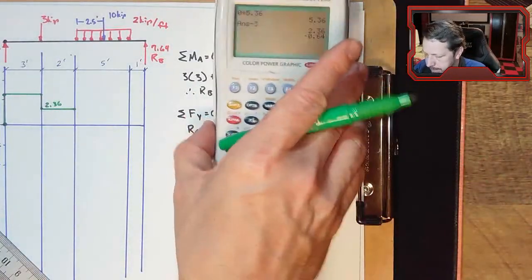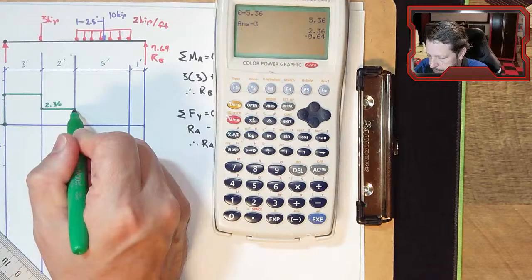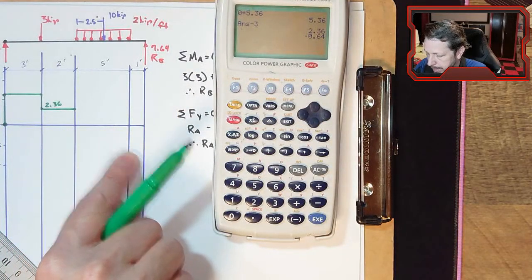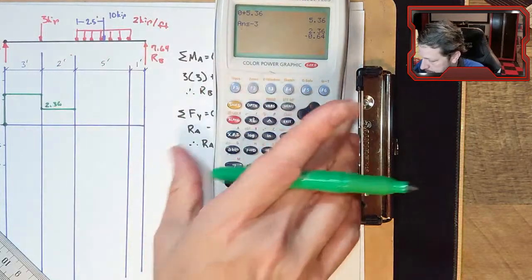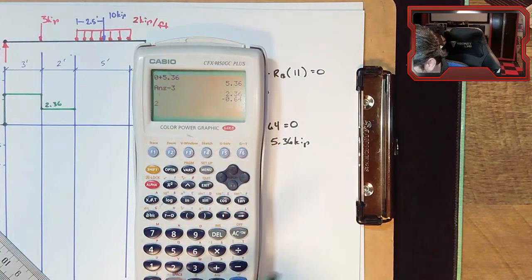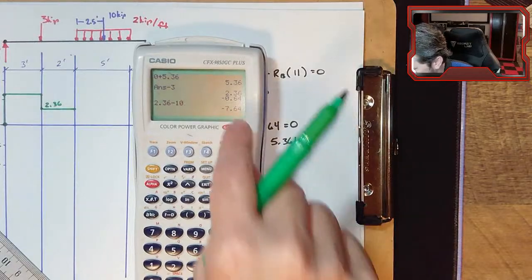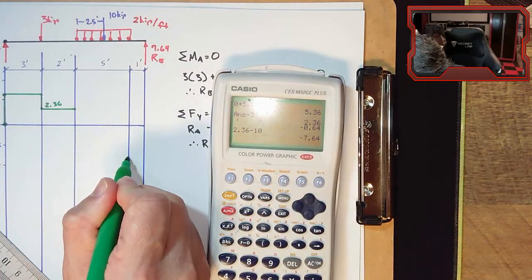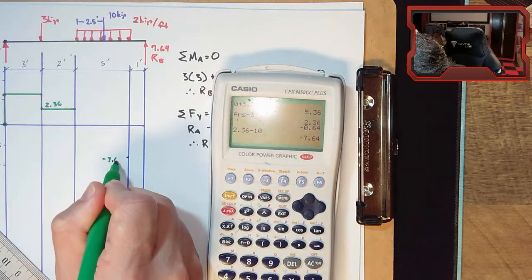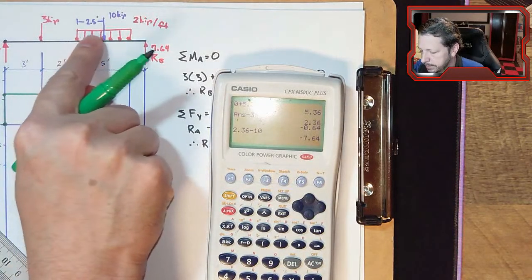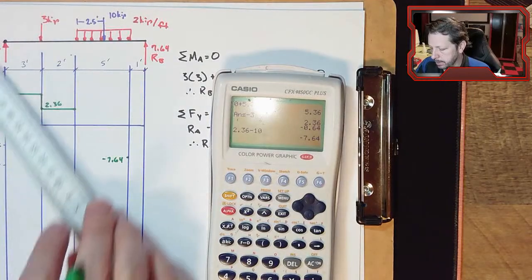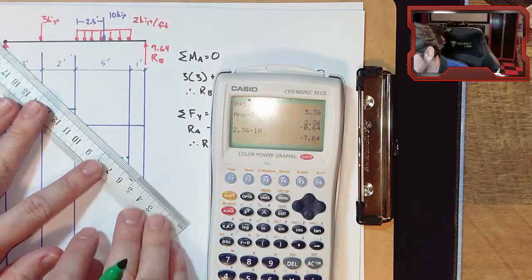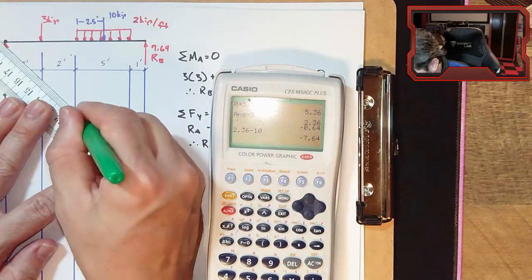I guess the 10 kips does play a role because I started at 2.36. And then by the time I end the distributed load over here, I have lost a total of 10. So 2.36 minus 10 is negative 7.64. And since this is an evenly distributed load, a constant height here, I have a constant slope here, which is just a straight line.